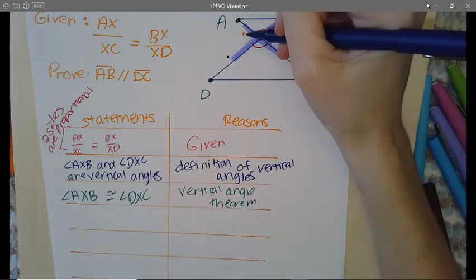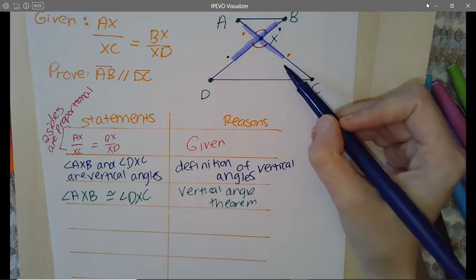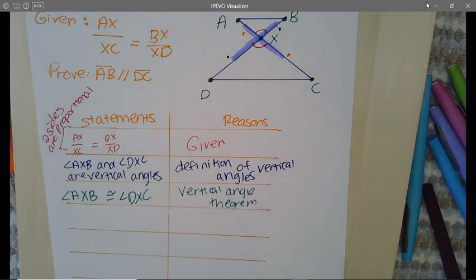Guys, so if you see here, I have a side, an angle, and a side. And then a side, an angle, and a side. So have I shown that triangles are similar? I sure have. And how are the two triangles similar? They are similar by the SAS similarity.